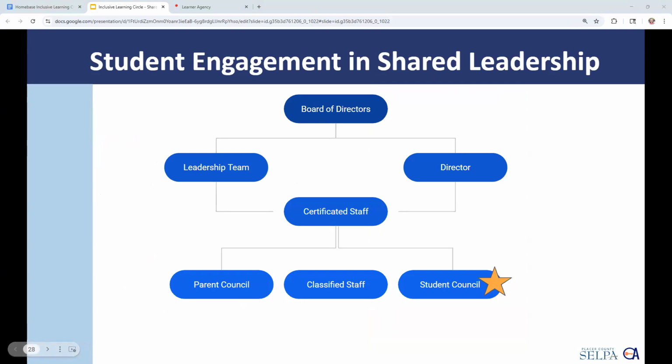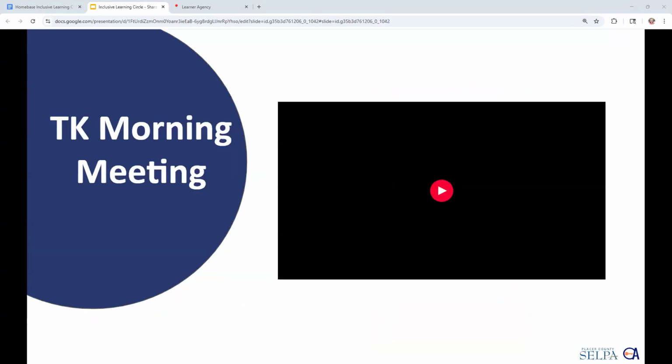Like we talked about, there really is a shared leadership in the student council. They absolutely have a vote in decisions. They have a voice. And as their director likes to say, they're not the only voice, but they do have a voice, which I think is really important and empowering. That they're even listed in this, I think is fabulous.